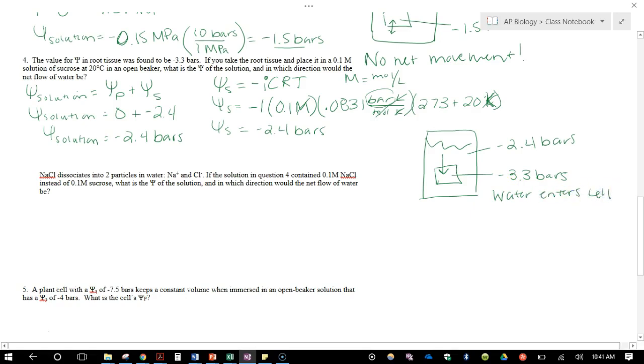Okay, let's look at the next one. Sodium chloride dissociates into two particles in water, sodium ions and chloride ions. If the solution in question 4 contained 0.1 molar sodium chloride instead of 0.1 molar sucrose, what is the water potential of the solution, and in which direction would the net water flow be? So let's go through and think about this.